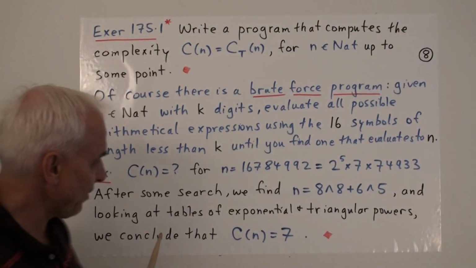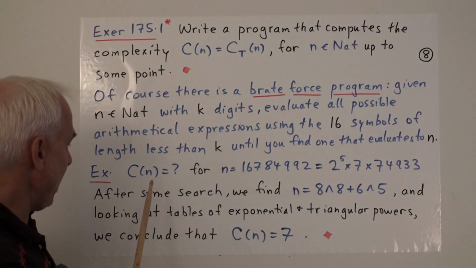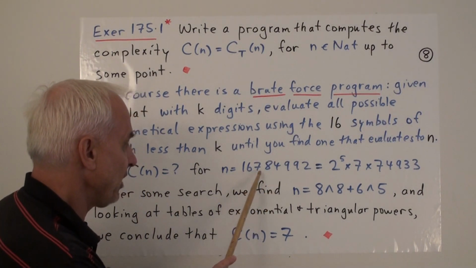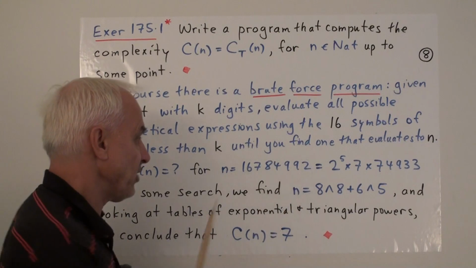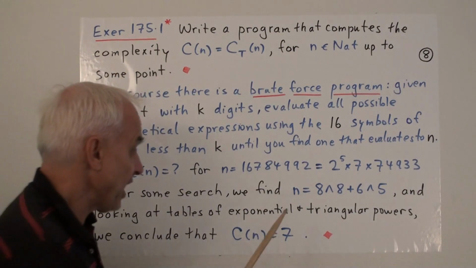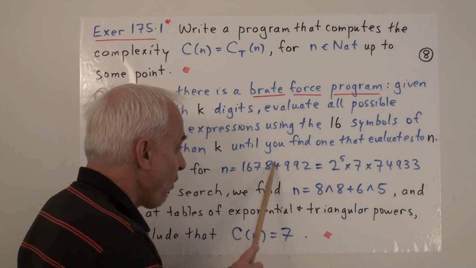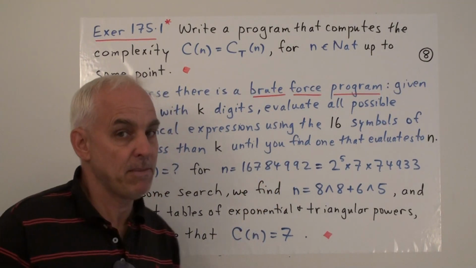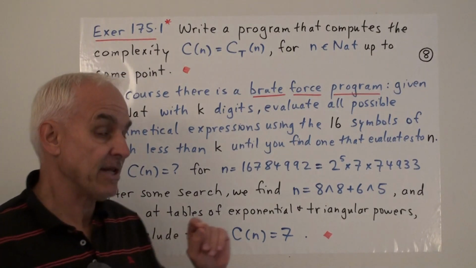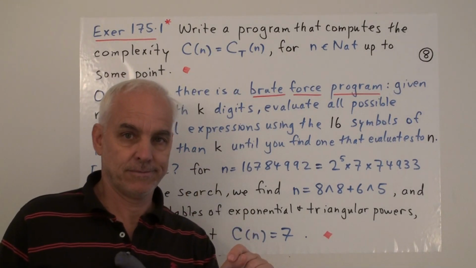So for example, let's give ourselves this task. Suppose that we have this number here. Alright, so this is 16,784,922, and we're interested in what is its complexity. So a first guess might be, well, 1, 2, 3, 4, 5, 6, 7, 8. Maybe its complexity is 8. We know certainly its complexity is at most 8.